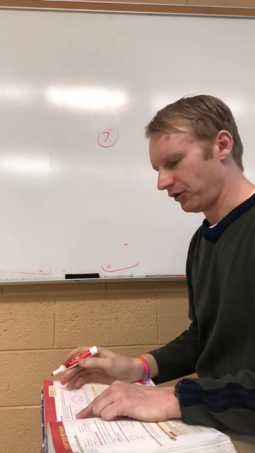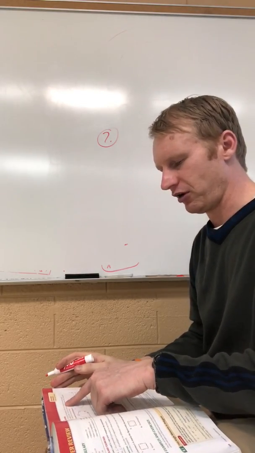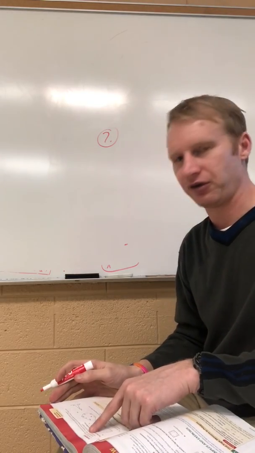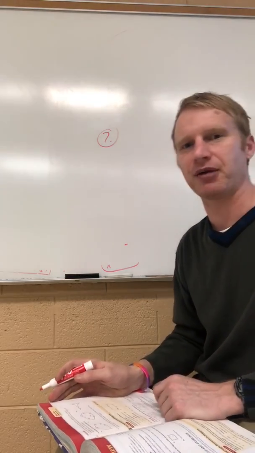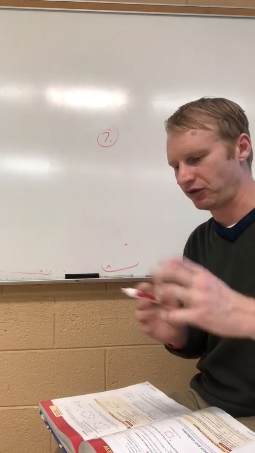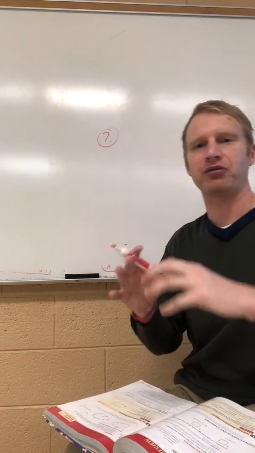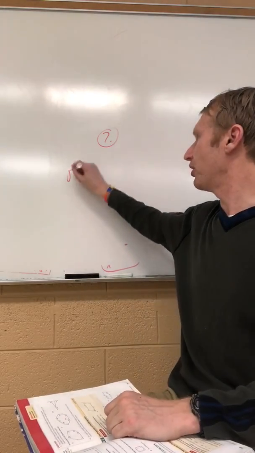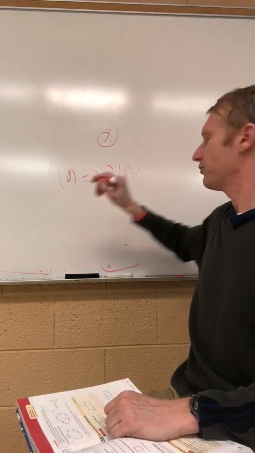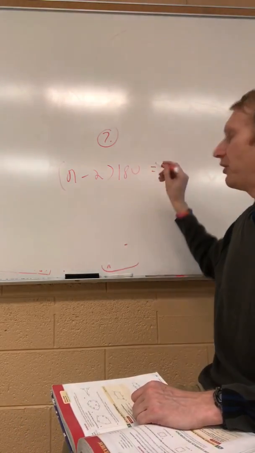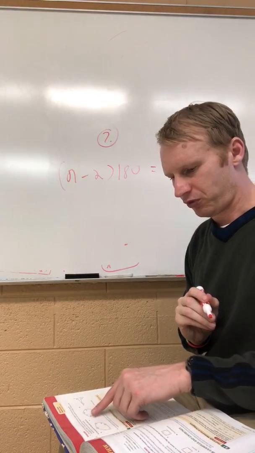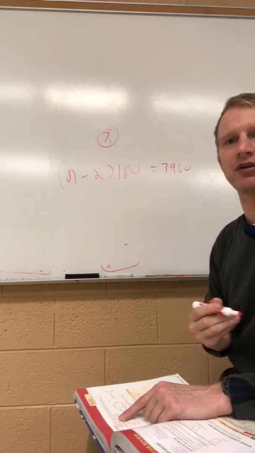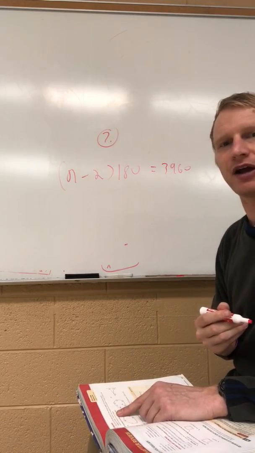This is number 7. It says the sum of the measures of the interior angles of a convex regular polygon is 3,960 degrees. Classify the polygon by the number of sides. We know the total degrees is 3,960, that's what all the degrees add up to inside. We have to go back to that formula we used earlier: n minus 2 times 180, which gets you the total degrees, equals 3,960. Then we solve that for n.